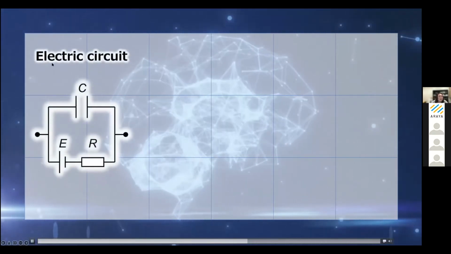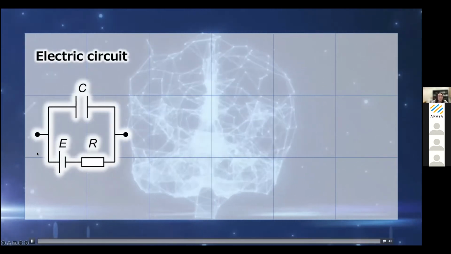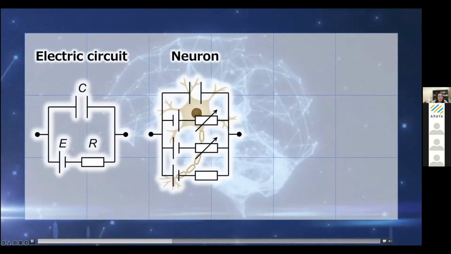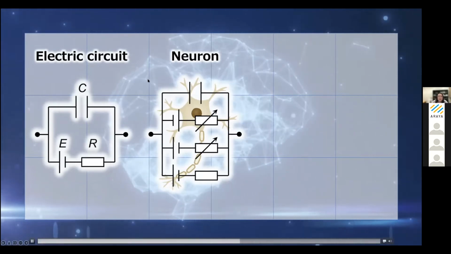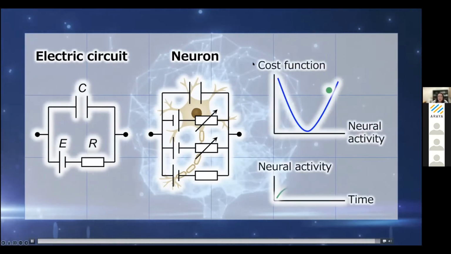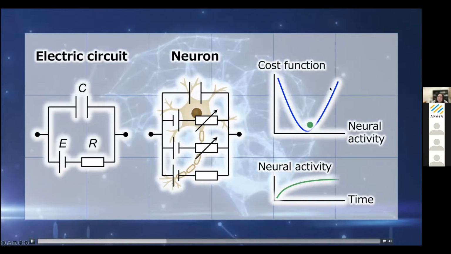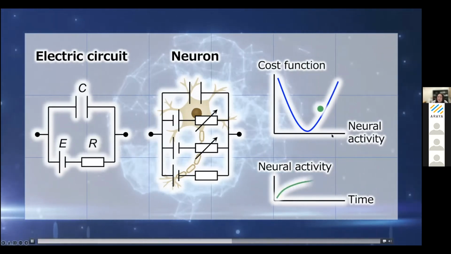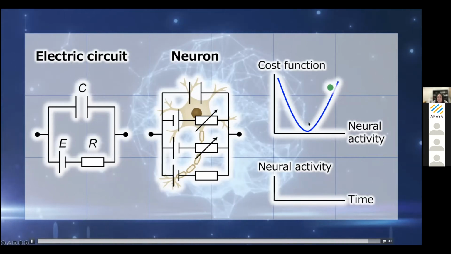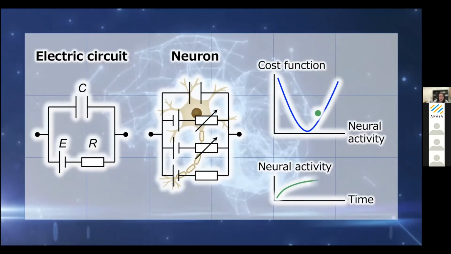So, as you may know, an electrical circuit can be expressed by this diagram, and it can be formulated as some equations. Similarly, a neuron can also be expressed as an equation. Please imagine, for example, the Hodgkin-Huxley equation. And through some approximation, we can express this dynamics by the minimization of some cost function. Here, the dynamics that minimize the cost function represent the neural activity. So this time course is generated by this process that minimizes the cost function. So this is one approach in theoretical neuroscience.